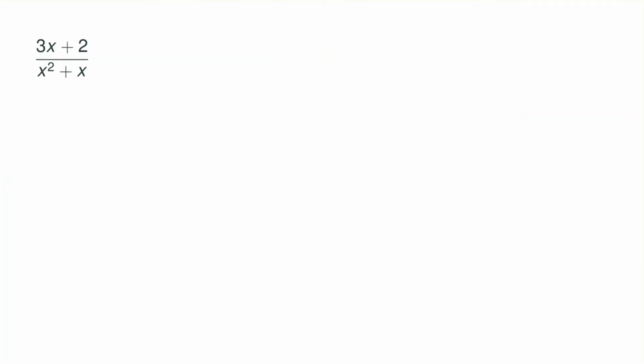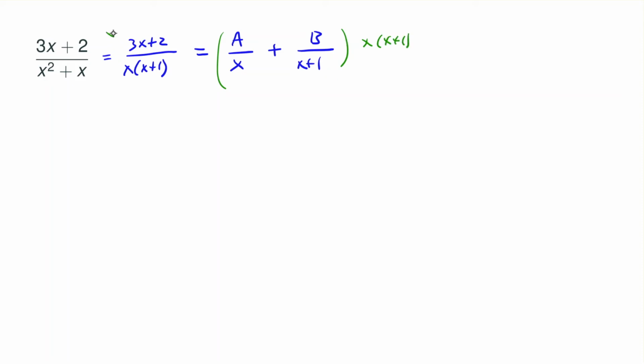So we're going to decompose this fraction expression right here. First we need to factor the denominator if we can. So this is x times x plus 1. So we can separate this into a over x plus b over x plus 1. So we need to find what a and b are. So what we're going to do is multiply x times x plus 1 on both sides of the equation. Well, for this one, this cancels out, right? So we are left with 3x plus 2 equals, let's see what happens here.